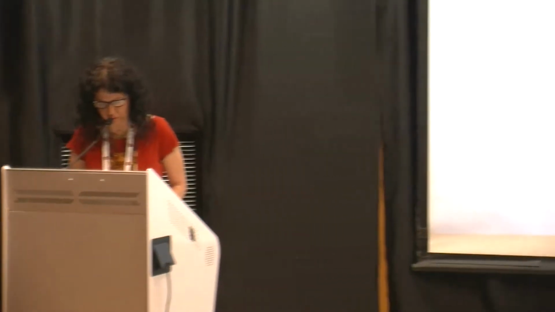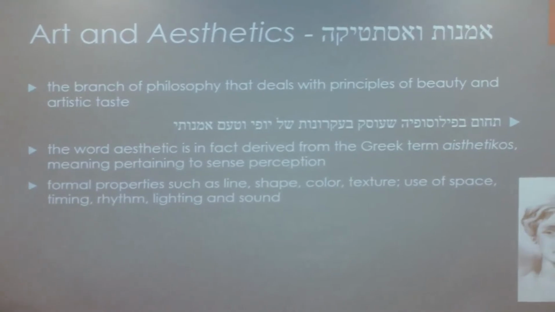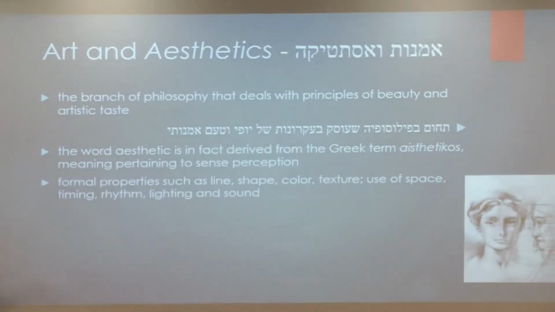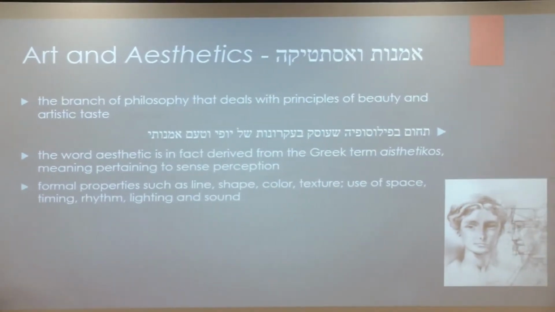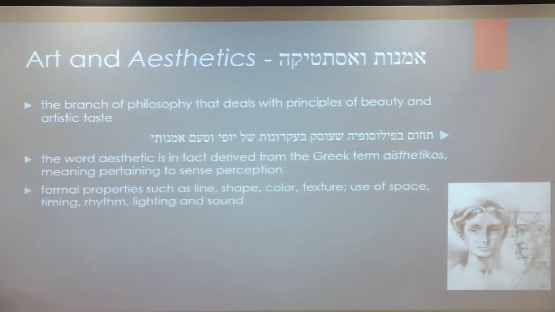So let's turn to art. In other words, ethics deals with good and bad, right and wrong. In art, in the Western philosophical tradition, it's often associated with the branch of philosophy that deals with principles of beauty and artistic taste. And it's about sense perception, formal properties like line, shape, color, texture, etc.